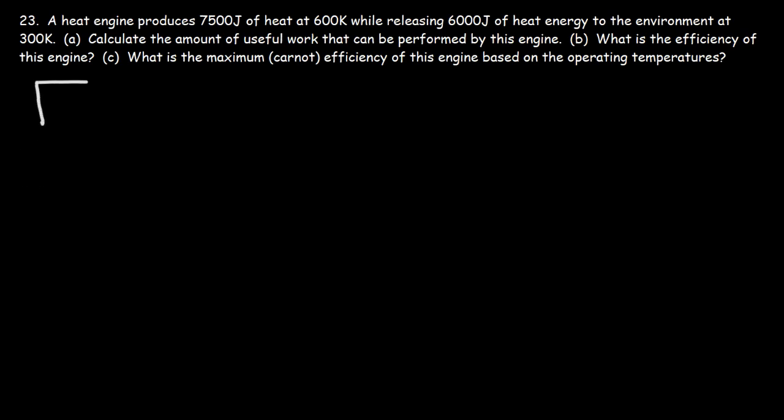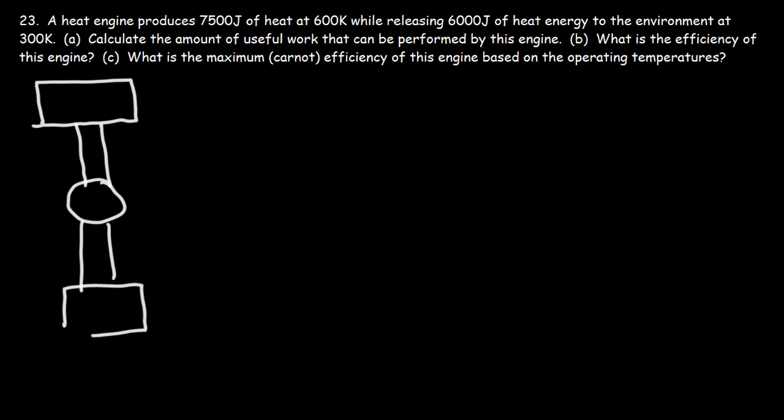So let's draw a simple diagram that represents this heat engine. At the top, we have the temperature of basically the hot reservoir of the heat engine. And at the bottom, basically this is the temperature of the environment, which is 300 Kelvin. So that's like the cold section. Now, heat flows from hot to cold.